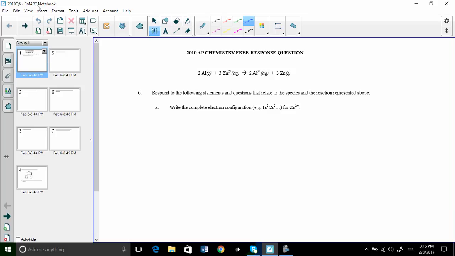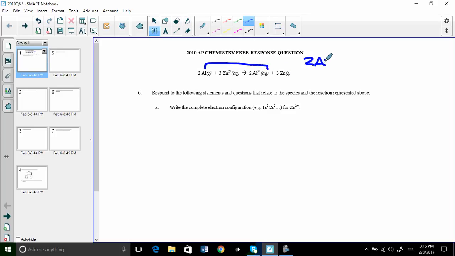2010, question 6. First thing is, oops, I probably should have made sure my pen was working. First question is, so basically, respond to the following statements and questions related to the species and the reaction represented above. This is probably going to come up later, but let's just do it right now. So, aluminum is oxidizing. Why?